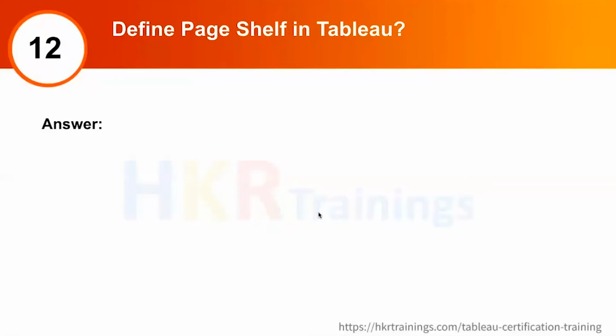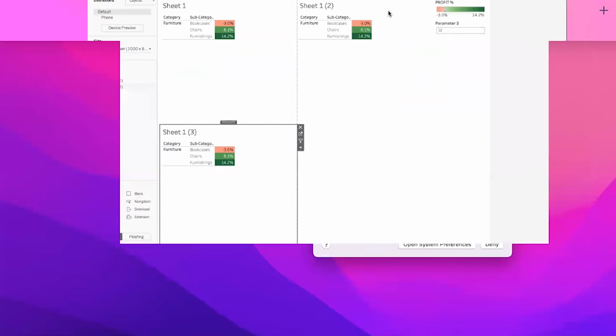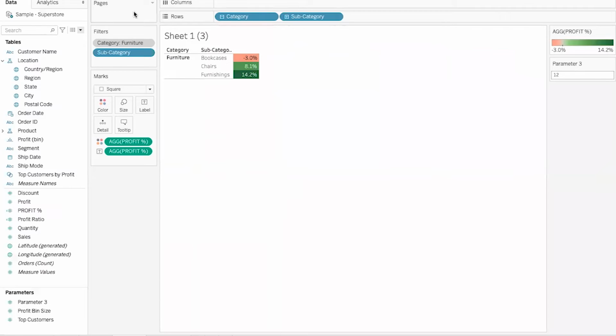Let's jump to another part, the page shelf. The page shelf always breaks the view into a series of pages. It displays an alternative view on each page. Due to this feature, you can analyze the effect of each field on the rest of the data in the view. So we have a page shelf over here.